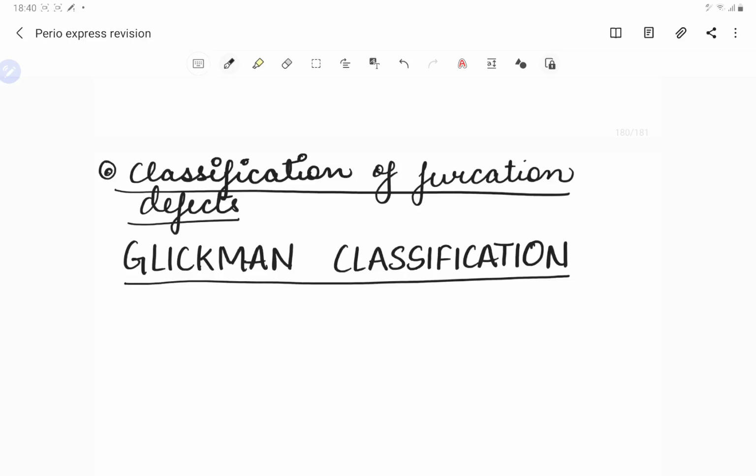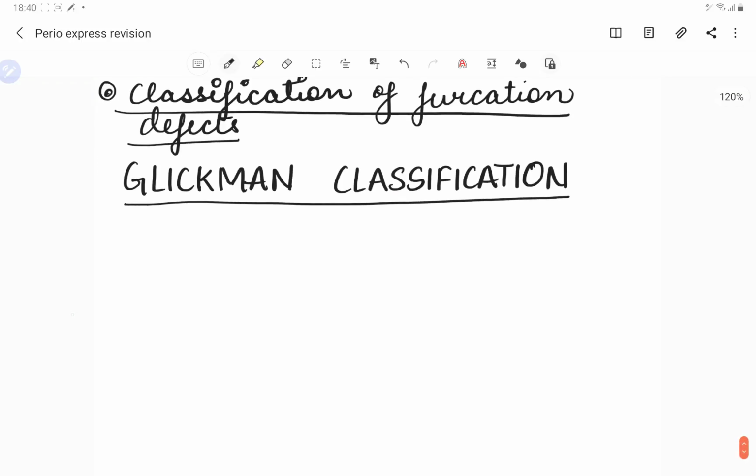Like the Hamp classification, there is a horizontal bone loss. If you remember, grade 1 is less than 1/3, grade 2 is more than 1/3, and grade 3 is Nabers probe passing through and through the furcation. So basically we see the horizontal bone loss. There are certain classifications for furcation defects, but we'll only talk about the horizontal involvement, which is the Glickman classification, because almost all the questions are frequently asked from the Glickman classification itself.